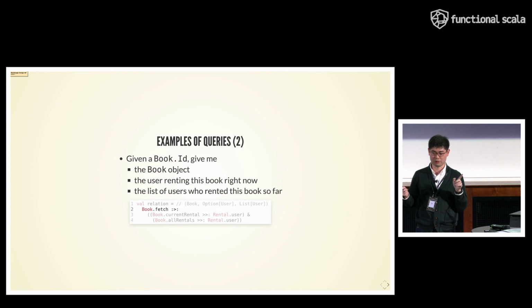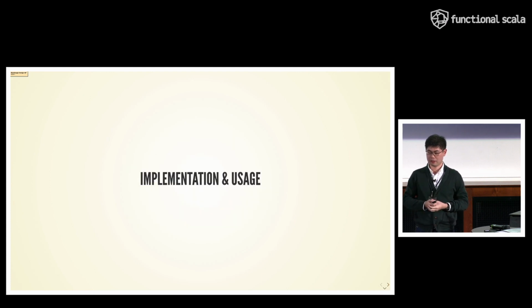So I get the book object here. The column also points to the left, so I get the book object. And then from the book, I get the current rental, and for the rental, I get the user. And for all of the rentals for a book, I also get a user for each of them. All right, so that's the DSL, only 3 operators that I've defined. And it's pretty much enough to express quite a lot of things.